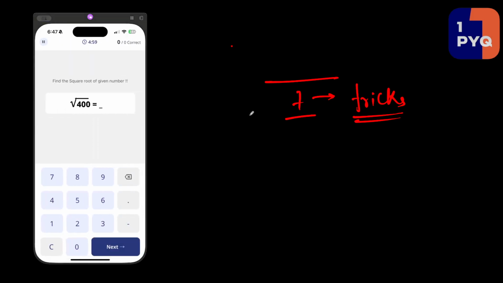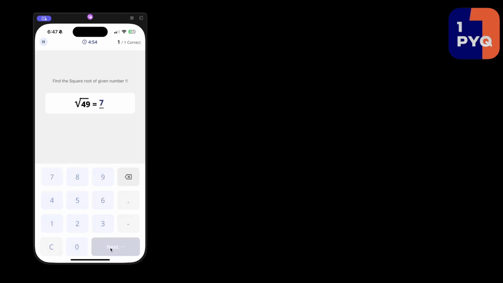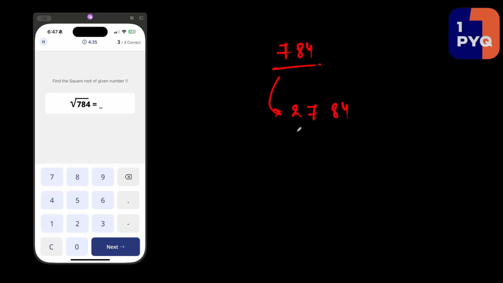Now, in square roots, we will definitely find questions which are easier, like this and like this and like this, but we might get stuck at something like this. So what will happen is that we have to split things up. Let's simply assume that this was 2784. So what we'll have to do is break things into pairs of 2.